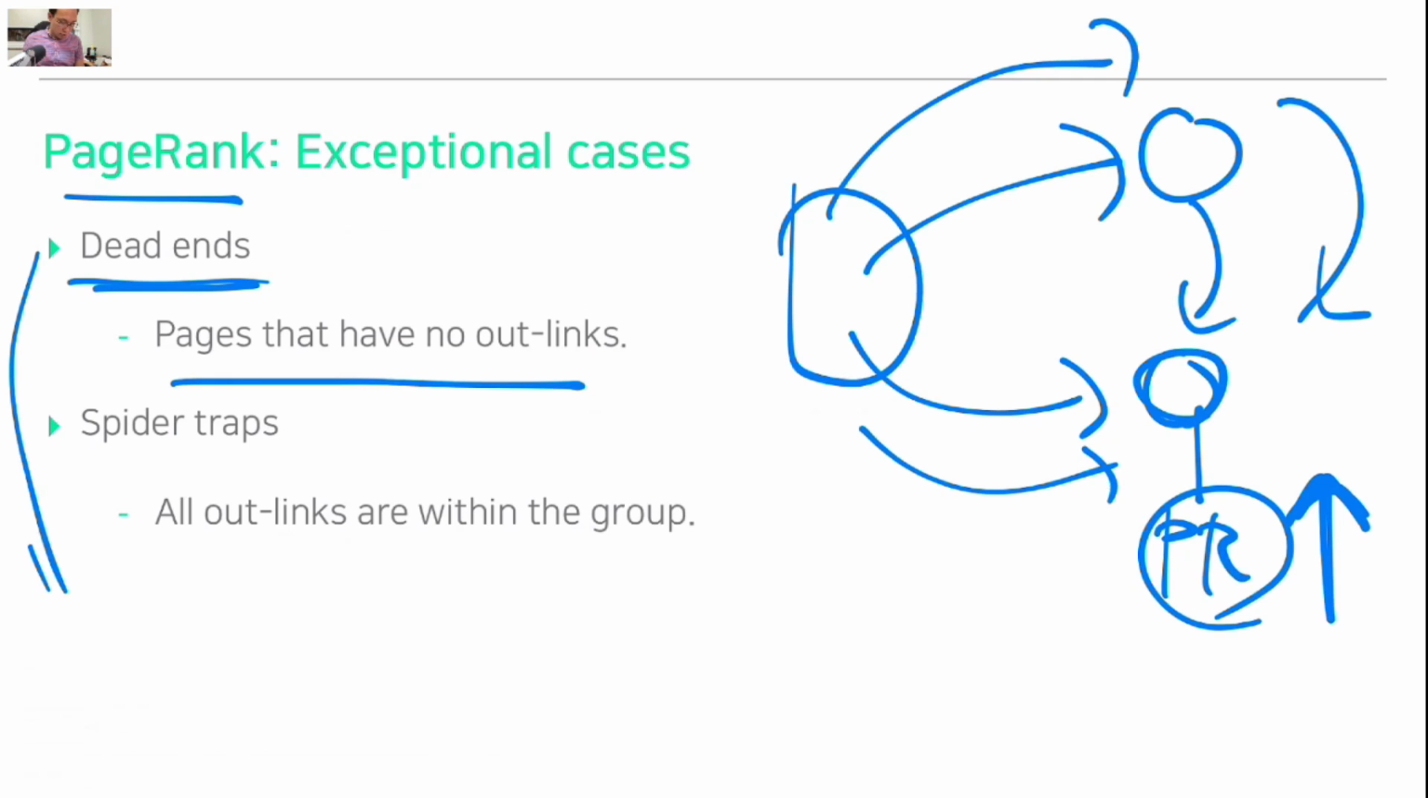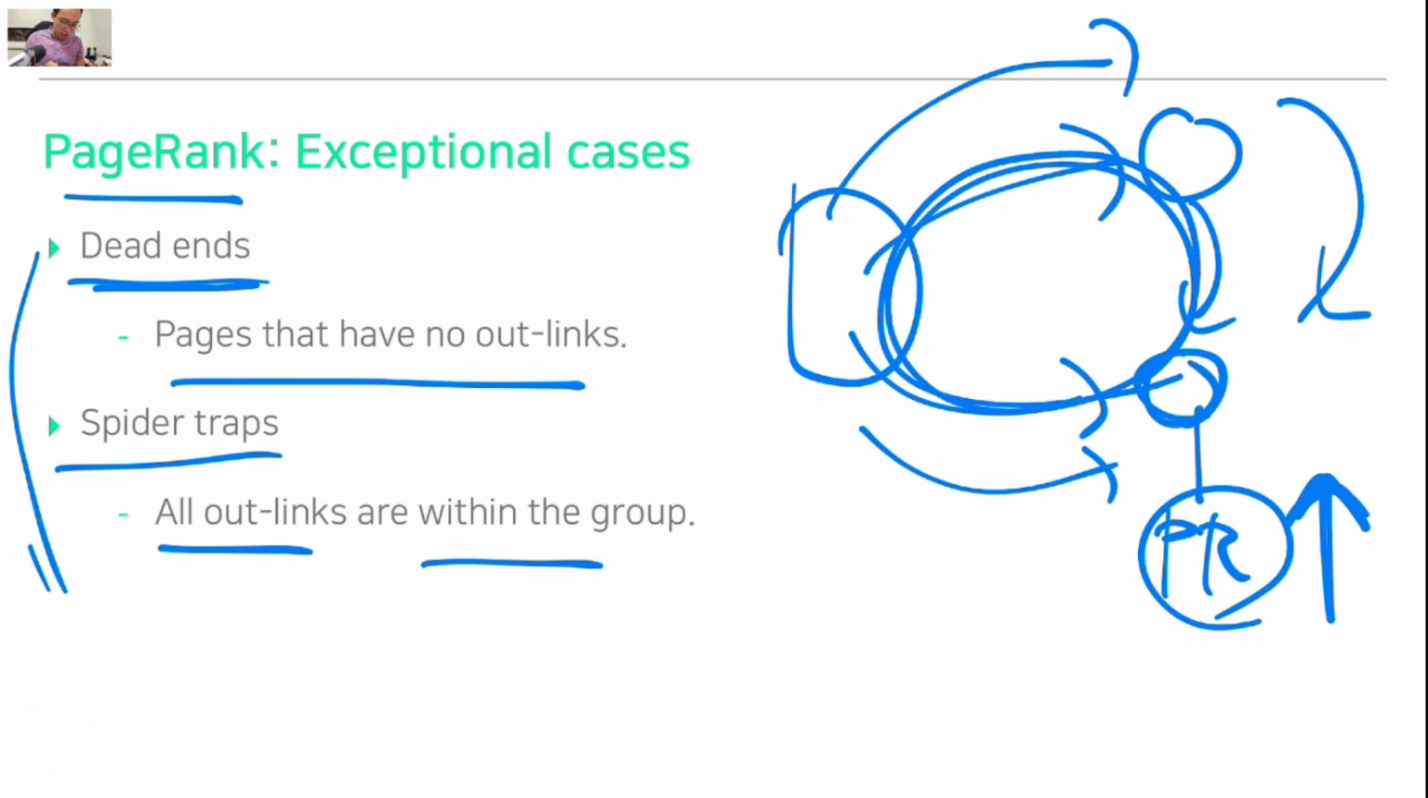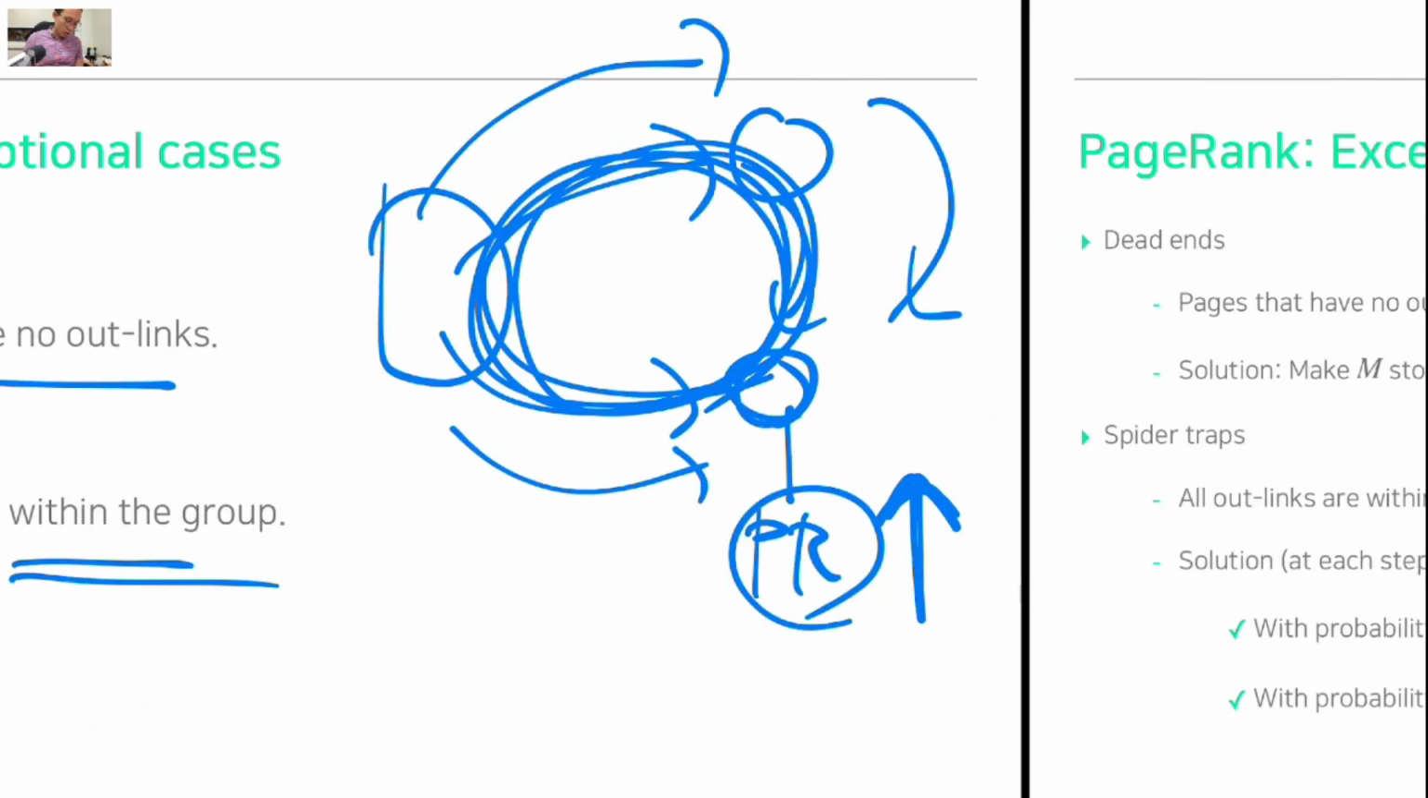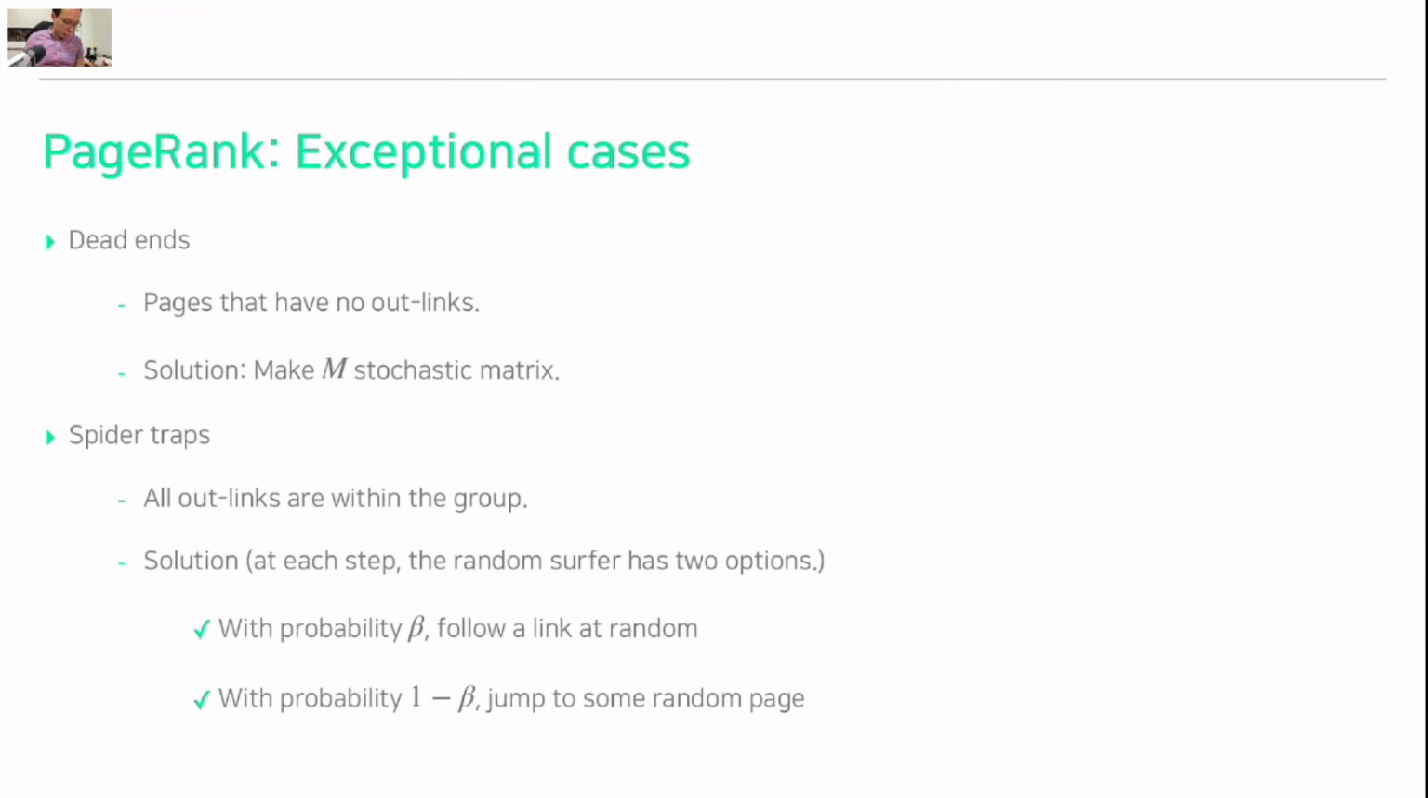Another exceptional case is when all links are within a group. They keep iterating, and the group may accumulate more score than the others, and it makes the distribution really weird. So to address the exceptional cases, for example the dead ends, we make the matrix M a stochastic matrix.